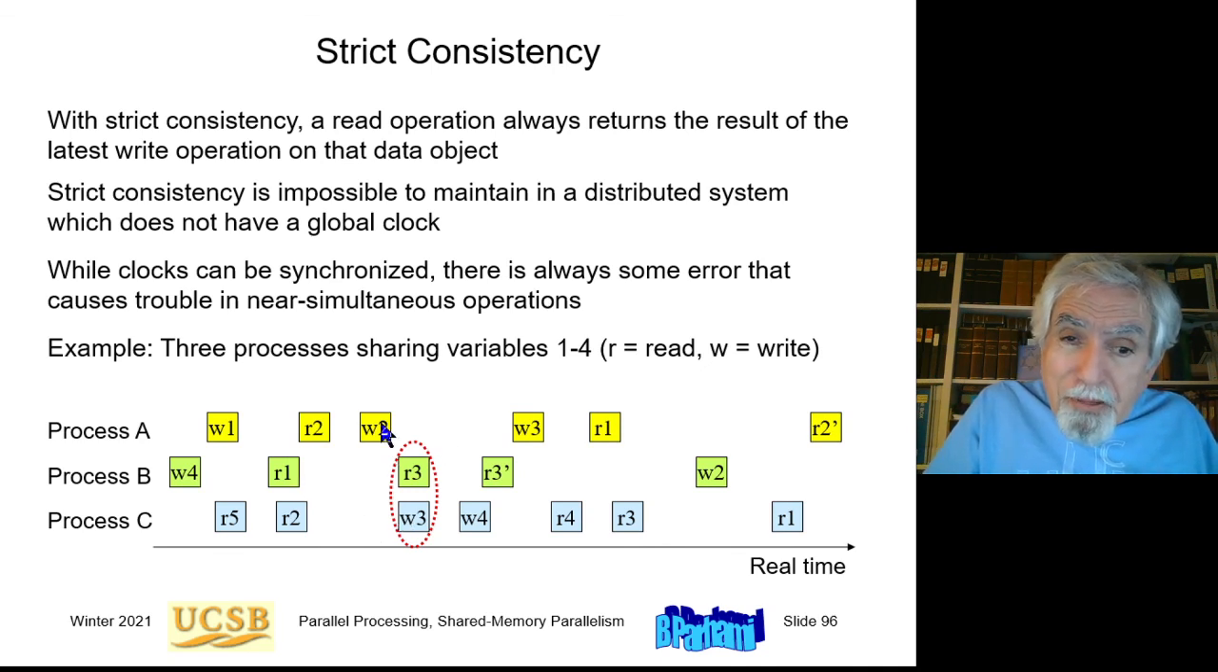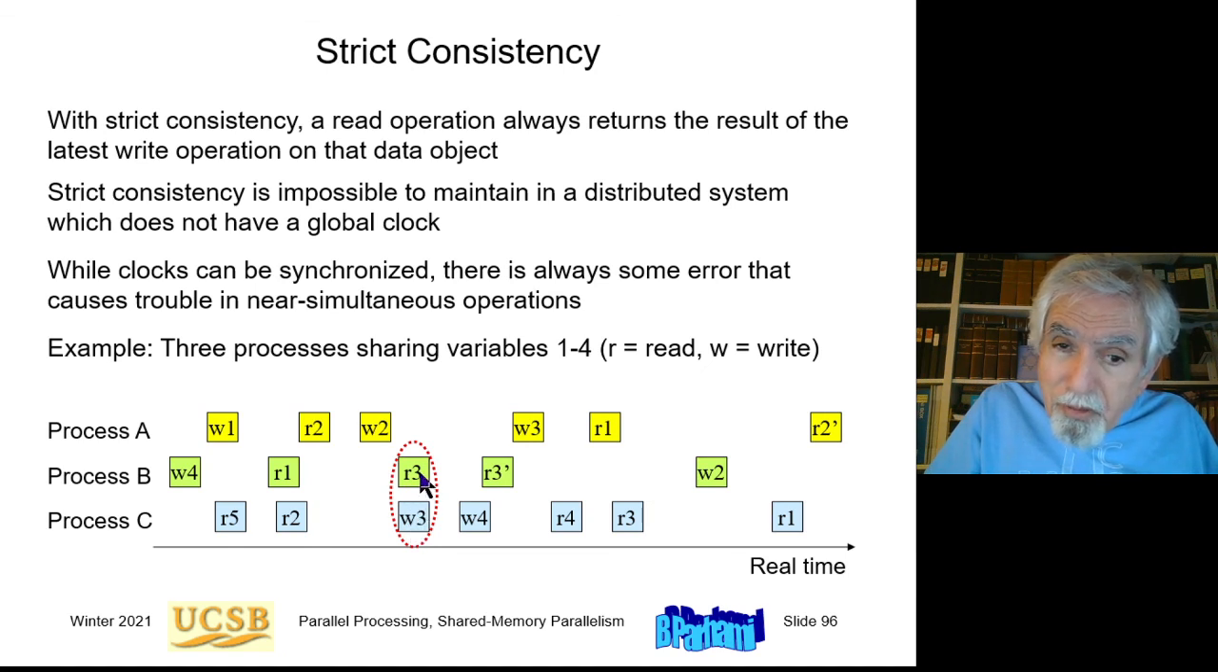So basically, if we have events in different processes, we cannot guarantee ordering. All we can guarantee is that within the same process, the order of reads and writes must be honored. But between processes, we cannot guarantee that, especially when events are nearly simultaneous.